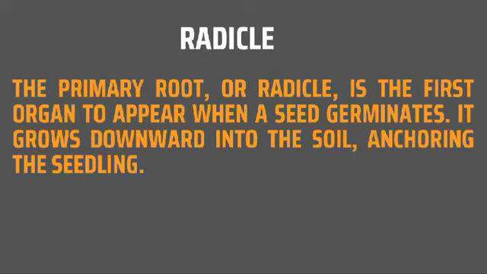Radicle: the primary root, or radicle, is the first organ to appear when a seed germinates. It grows downwards into the soil, anchoring the seedling.